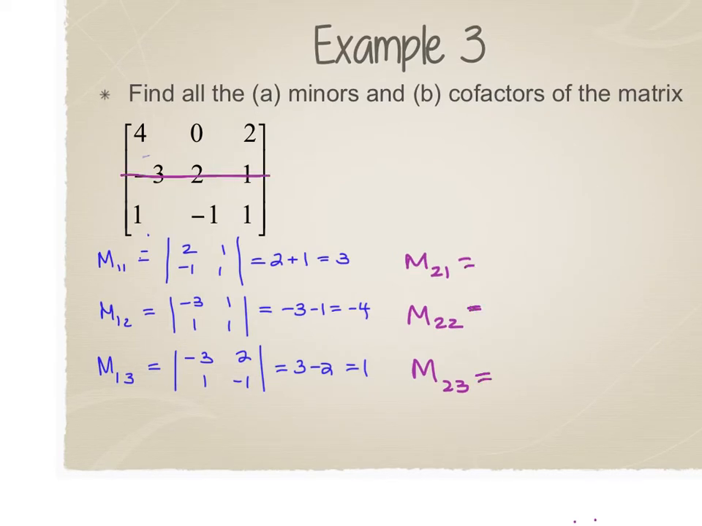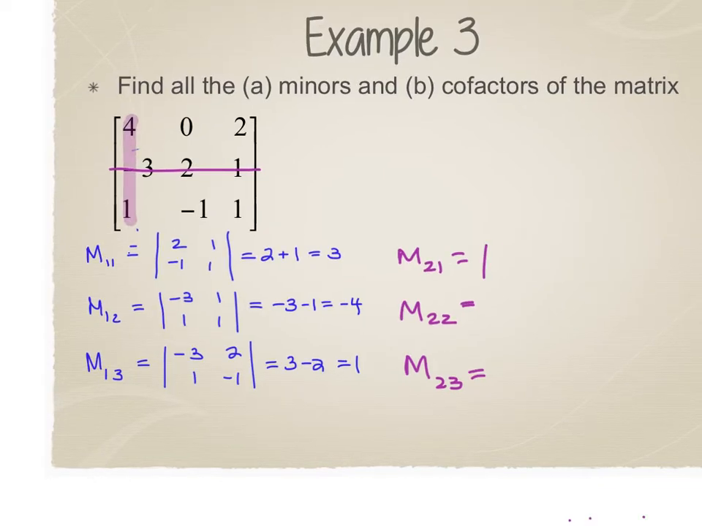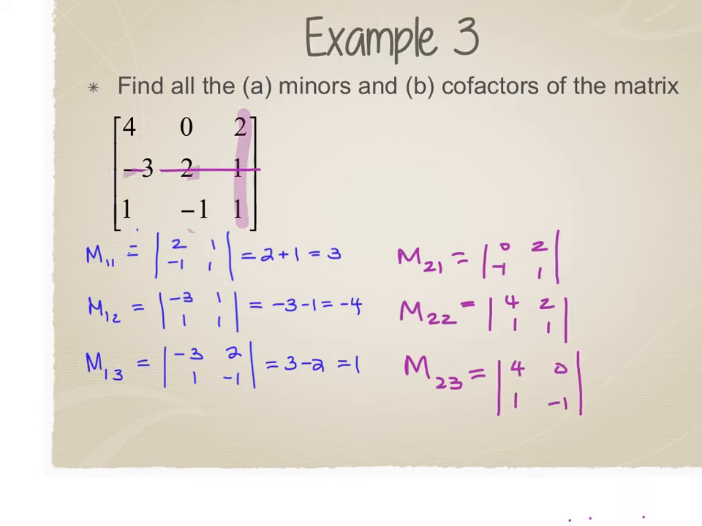This time I'm crossing through row 2. First time is column 1. So I'm going to find the determinant of 0, 2, -1, 1. Then I'm going to do row 2, but column 2. So I'm finding the determinant of 4, 2, 1, 1. And then the last one is row 2, column 3: 4, 0, 1, negative 1. And I'm finding the determinant of each of these.